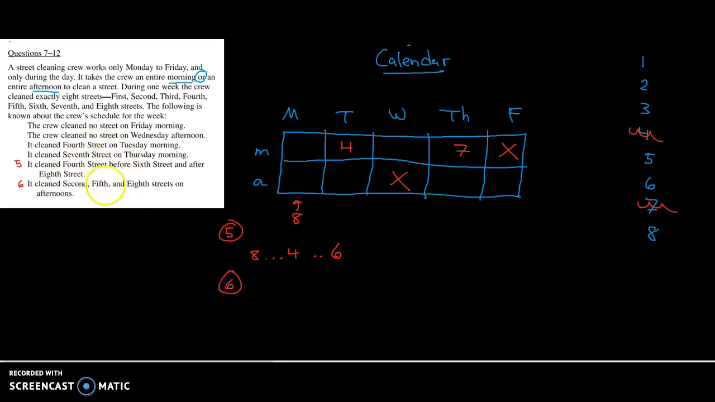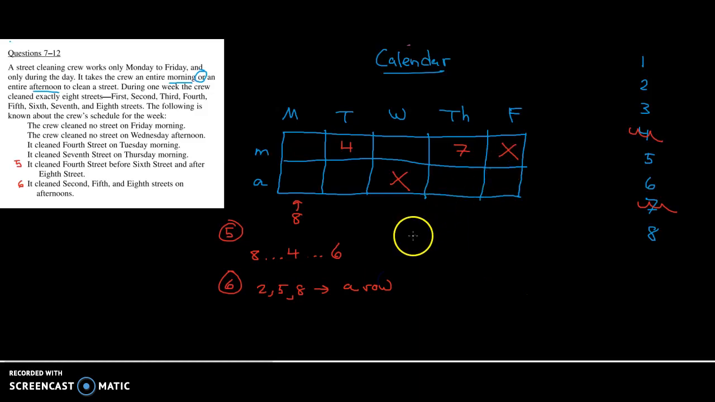Let's see what happens. What's rule number 6? 2nd, 5th, and 8th streets on afternoons. So I'm going to put 2, 5, 8 all in the A row, somewhere down in here. So I can't put 2 or 5 or 8 here. No 2, no 5, no 8 in there. They have to be somewhere down in there. That might be a little overkill. If you remember this rule, that they all have to be in that bottom row, you probably don't need to write that up there. In fact, it's actually bothering me a little bit. It's a little cluttered. Let me just erase that. There we go.